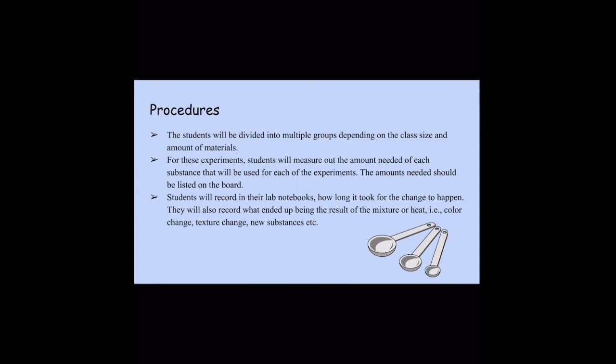Alrighty, now on to the procedures. The students will be divided into multiple equal groups, and it really depends on the class size and amount of materials. They're going to measure out the amount of materials needed for each of the experiments, and the amounts needed should be listed on the board. They're going to record in their lab notebooks how long it took for each of the changes to happen. They'll also record what ended up being the result of the mixture or heat, like color change, texture change, or any new substances that they saw.